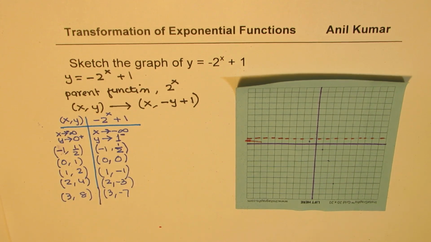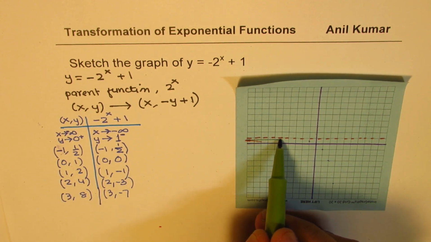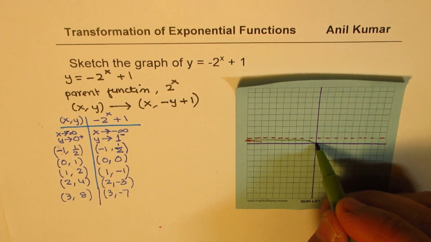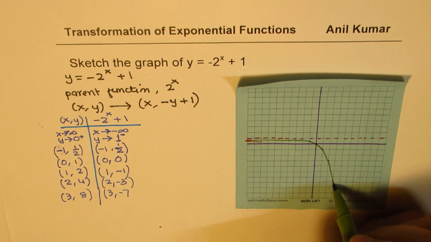So these points can help you sketch the graph, right? So the graph will be approaching 1 from below as shown here, going through the origin as you can see now, and then cutting across these points and going towards negative infinity.